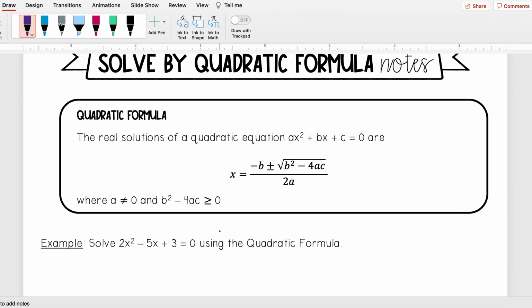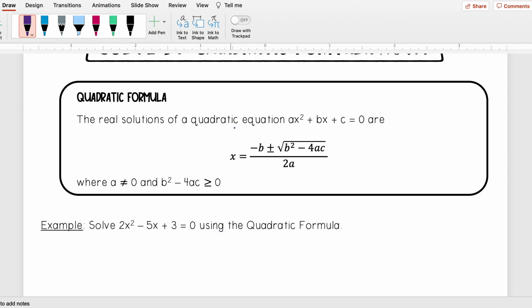And so the quadratic formula is when you have a quadratic equation, ax squared plus bx plus c equals 0, then the solutions will be x equals negative b. You can kind of just read that as opposite of b. So for instance, if b was negative 2, this would be a positive 2. If b was 7, this would be negative 7. So you're just going to take the opposite sign. Plus or minus the square root of b squared minus 4ac all over 2a.